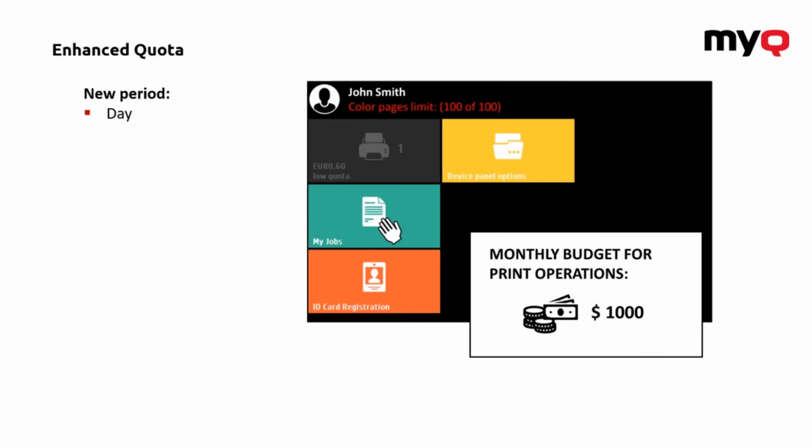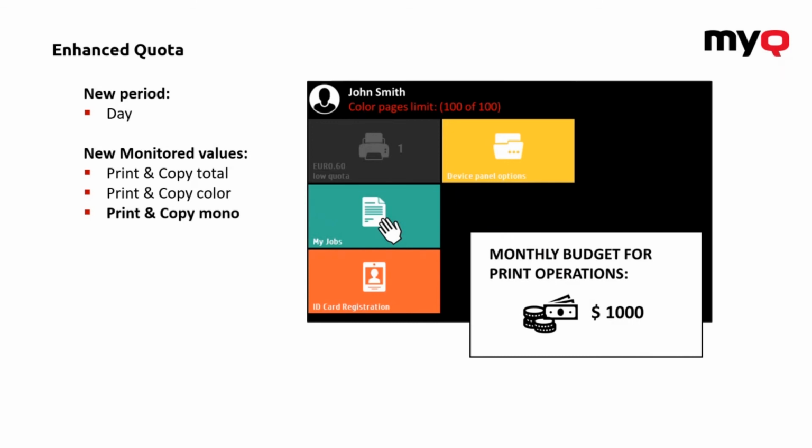We have also added new monitored values. So that's been the old ones like print and copy total, print and copy color, and a much requested one, an option to use print and copy mono. It means that from now on you can set a quota per mono pages. You don't have to use only the total one. You can use specifically a mono page quota for both print and copy. There's also the old one, which was for scan total and total cost.